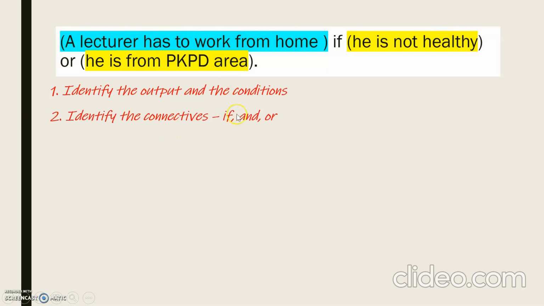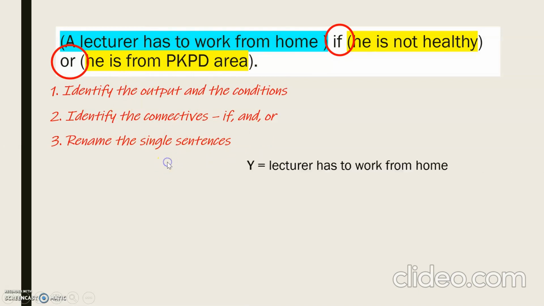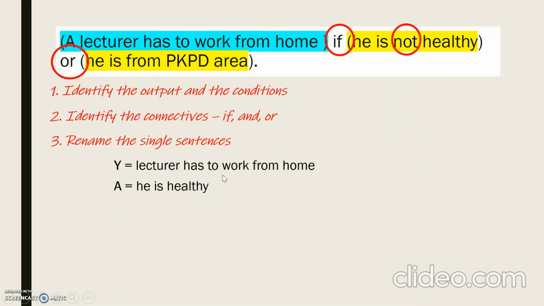Next thing, we identify the connective. You have to identify whether and is used to connect it, or not. So we can find that here we have if, we have or. So that's the connective that we are going to use later. Number 3, rename the single sentences here. Let Y equals lecturer has to work from home. Let A equals he is healthy.